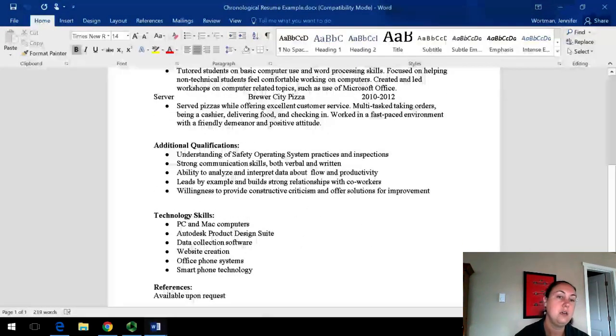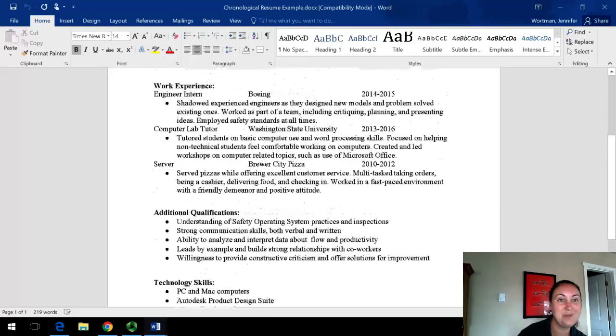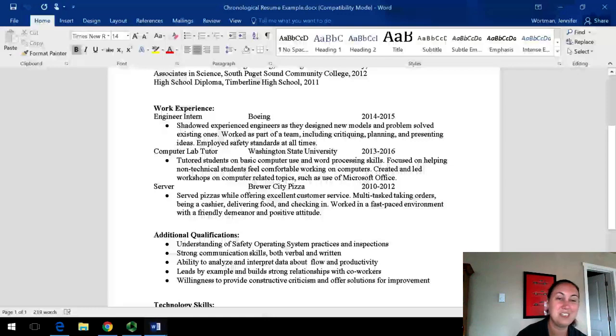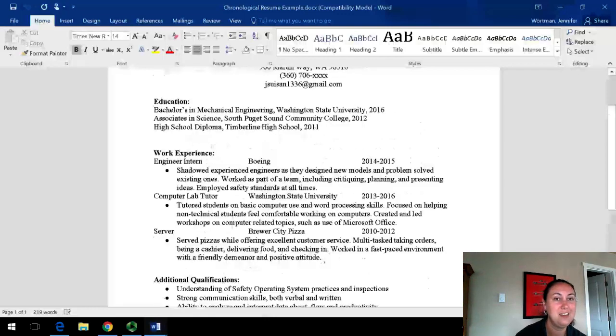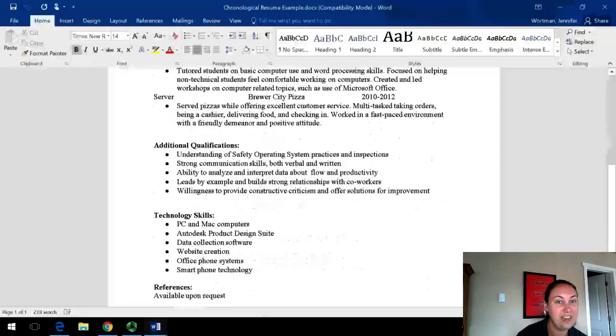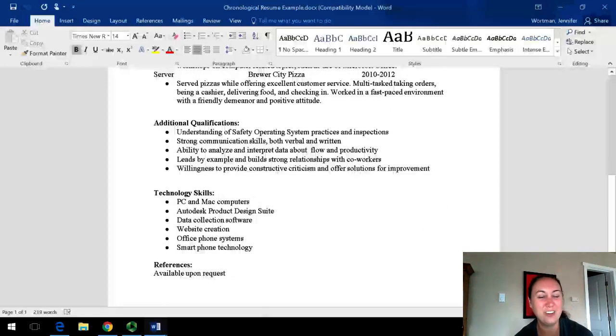Then this student added an additional qualifications category, and in this category, they directly addressed some of the pieces that were being called out on the job announcement. So they were trying to make it clear that, hey, look, yeah, I don't have lots of experience otherwise, right? I was an intern, I worked in a computer lab, and I was a server at pizza. But you know what? I still think I'm qualified for this particular job. And so here's the things that they called out.